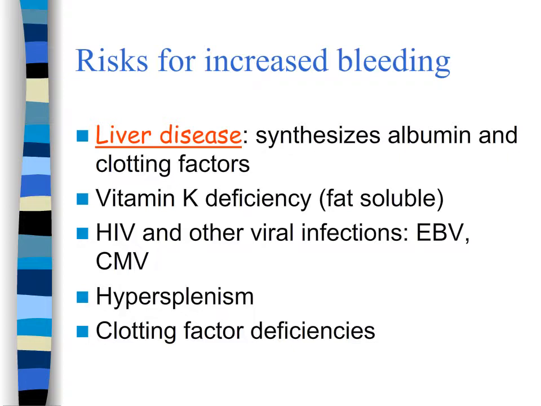Hypersplenism is another problem. The spleen normally holds about a third of our platelets. In hypersplenism, it sequesters up to 90% of platelets, which of course, therefore, we don't have platelets to perform the platelet plug in the first part of the hemostasis. Treatment for that is splenectomy. Clotting factor deficiencies will be discussed in the next few slides.